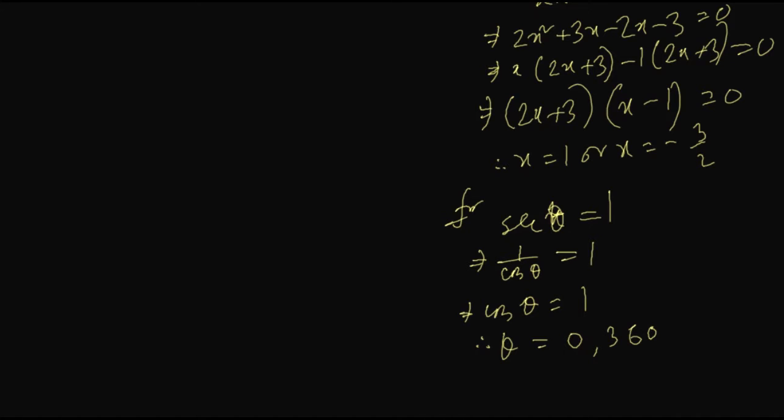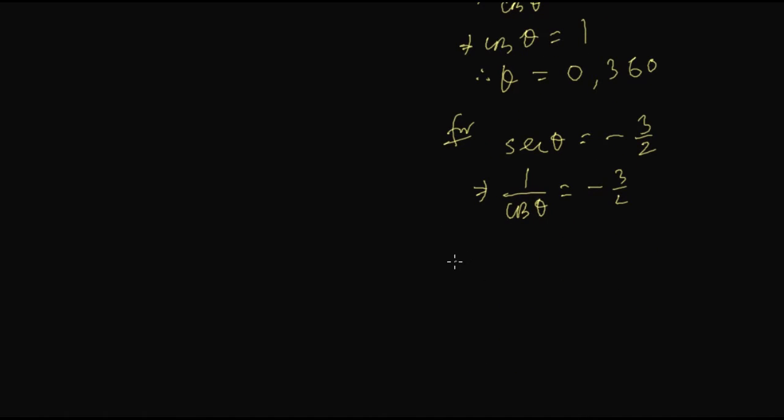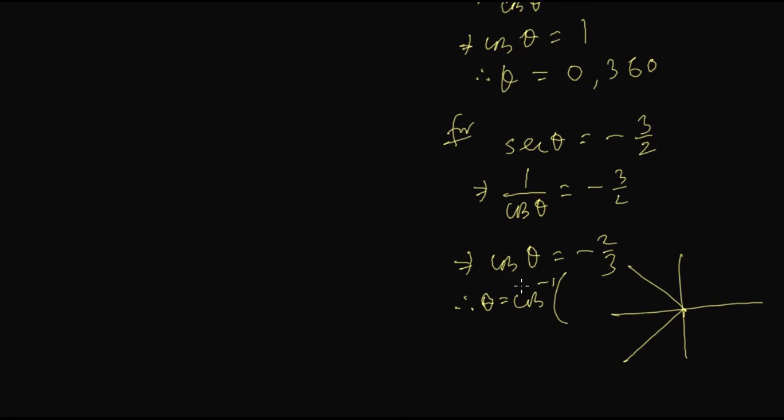So the next one is sec theta equals minus 3 by 2. That's the next one, x equals minus 3 by 2. So sec theta is the reciprocal of cos theta, which will be minus 3 by 2. If we change it, cos theta would be minus 2 by 3. So now we have to use the quadrant. Negative means second quadrant and third quadrant, where cos is negative. So the basic angle theta is going to be arc cos of, remember for the basic angle we don't take any negative sign, we just take the value 2 by 3.